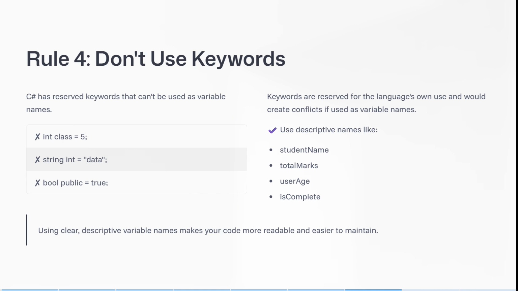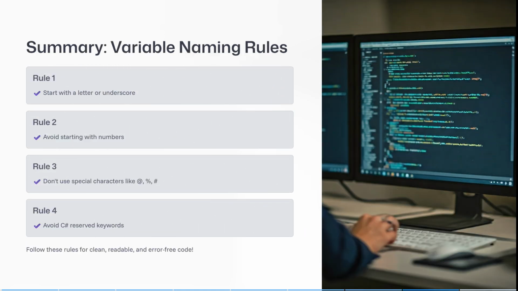For example, you cannot do this: int class = 5; string int = data; bool public = true. Each of these uses a keyword as a variable name, and this will cause a compile time error. Always choose names that do not clash with C# reserved words.